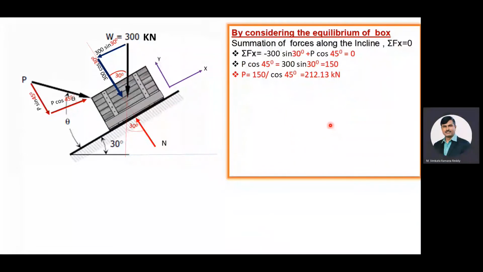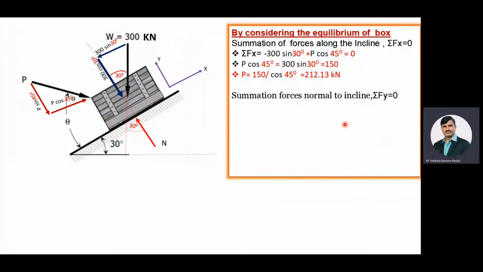Now we'll consider the summation of the forces normal to the incline is equal to 0. Here the normal reaction N, 300 cos 30 degrees, and P sin 45 degrees: these three are the forces normal to the incline. Upward forces are positive, downward forces are negative. Here the normal reaction is an upward force, and 300 cos 30 degrees and P sin 45 degrees are downward. That's why N is positive, and 300 cos 30 degrees and P sin 45 degrees are negative.